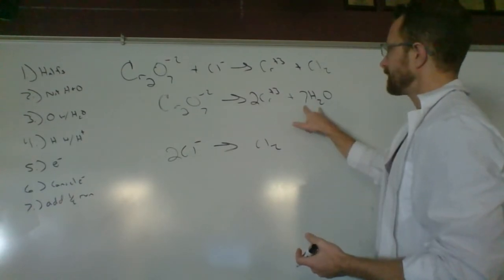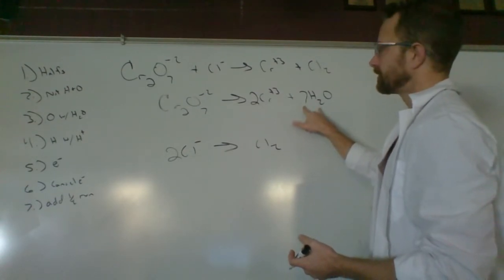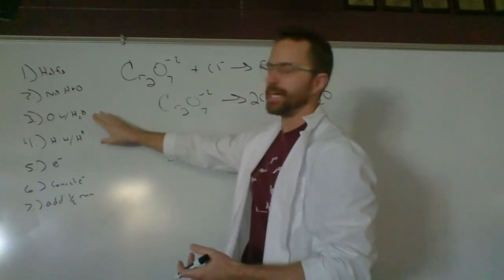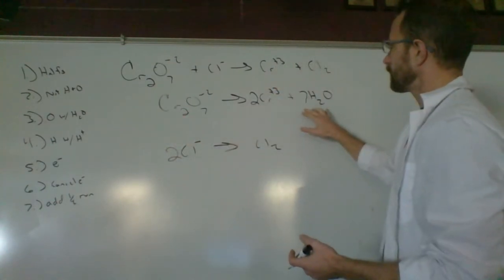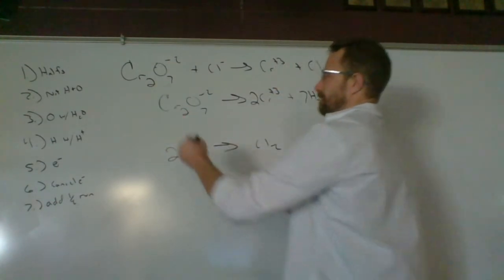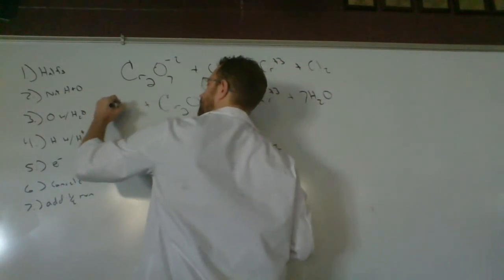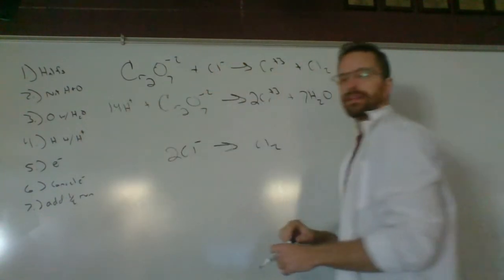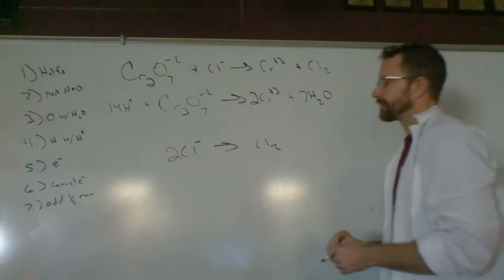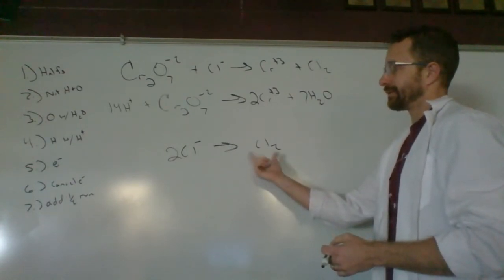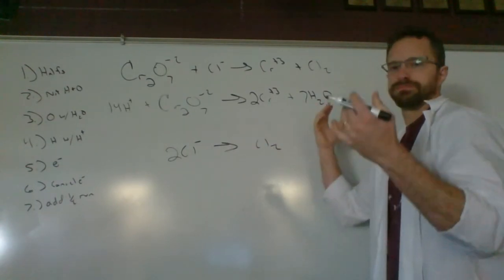And then I need to balance out my hydrogens. I tend to do these in a pair on each half. So I'll take care of my oxygens, and then right away my hydrogens. So plus 14 H+. A lot of these things happen in acidic environments, right? So then I do the same thing down here. Well, there's no oxygen, there's no hydrogen, so done, right?